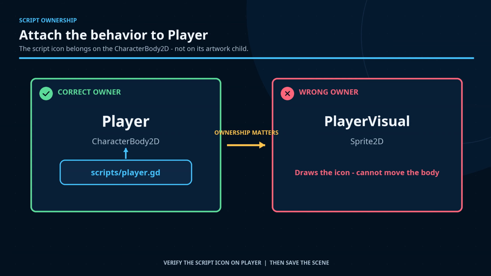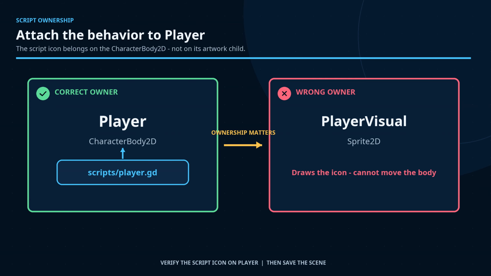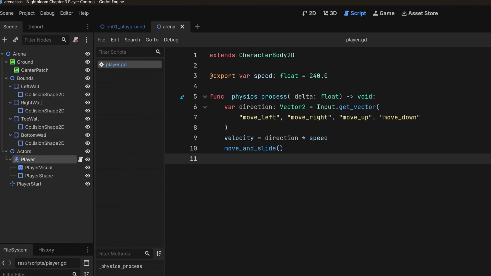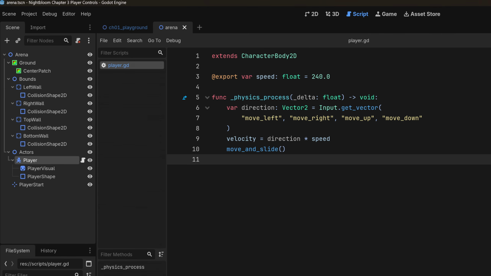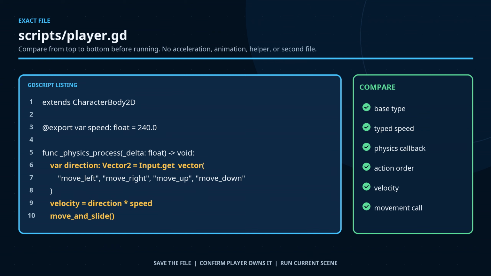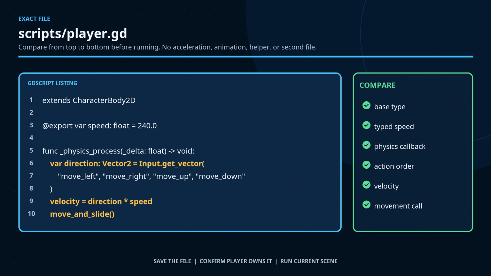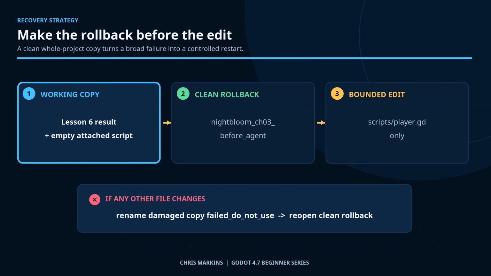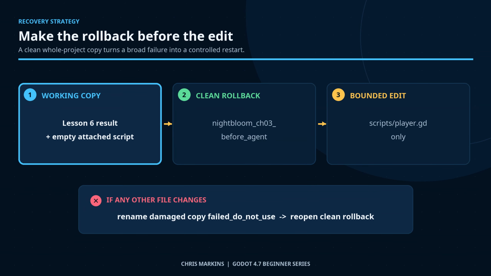A script runs as part of the node that owns it. Player is the CharacterBody2D that has velocity and can call move_and_slide. Player visual only draws the icon. The script icon must appear on player. A similar looking icon 1 row lower is not close enough. Stop the game, save everything, and close Godot.